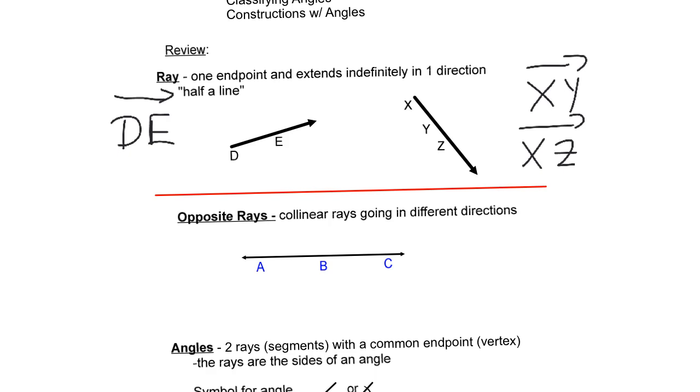Now, opposite rays are collinear rays going in different directions, and collinear means at the same line, okay? Collinear means points lie on the same line. So the opposite rays over here are BA, going in this direction, and BC going in this direction.